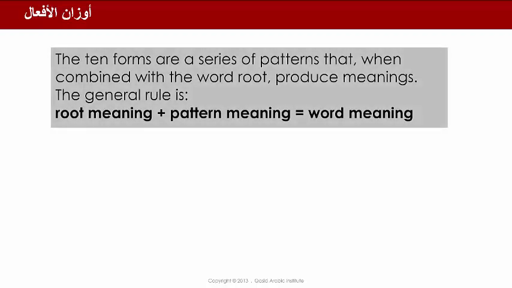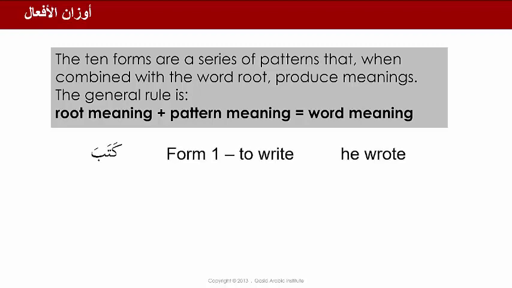In this lesson, we're looking at awzan al-af'al, or verbal patterns. You have already studied the 10 forms before, and here we're looking at how you can better identify these 10 forms and understand that there are some basic meanings that differentiate one form from another. The 10 forms are a series of patterns that, when combined with the word root, produce meanings. The general rule is: a root meaning plus a pattern meaning equals a word meaning.